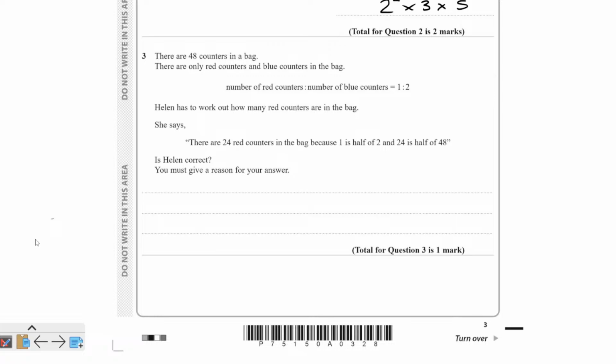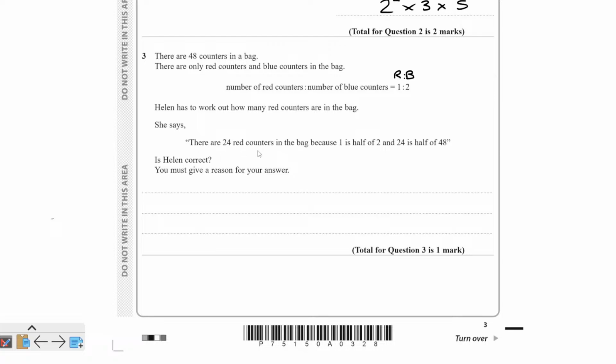So, question 3, there are 48 counters in a bag. There are only red counters and blue counters in the bag. You can see here we've got a ratio for the number of red counters to the number of blue counters is 1 to 2. So I like to write the letters here just so I don't have to read this again. R to B, 1 to 2. Helen has to work out how many red counters are in the bag.